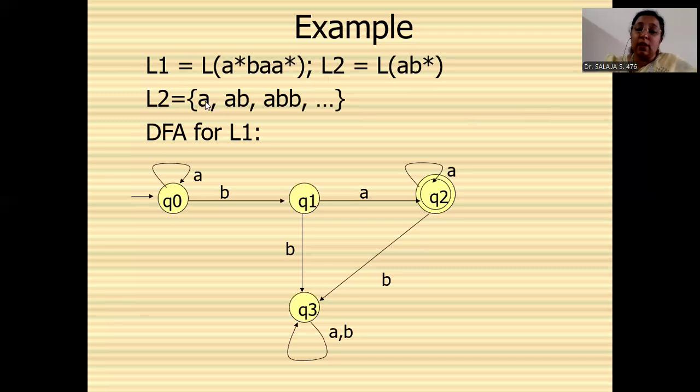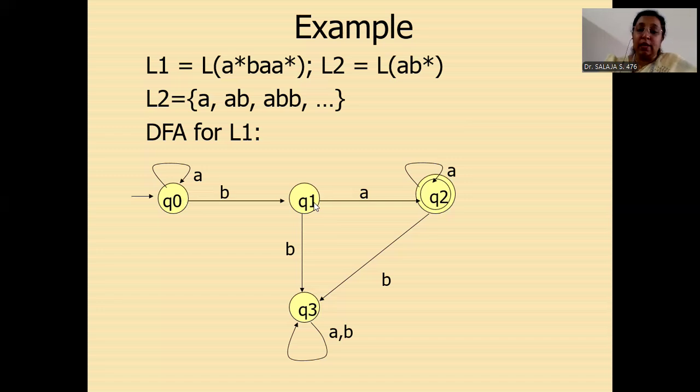So let me take, I have enumerated just 3 strings. Reading the first string from Q naught, I'll never be able to reach the final state. Reading the second string, there is no possibility of reaching the final state. Reading the third string, I end up in a trap state. And therefore, Q naught will not act as a final state.